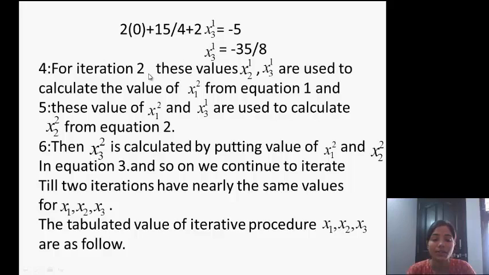For the second iteration, the values of x2 and x3 from the first iteration are used to calculate the value of x1 in the second iteration. In the next step, the value of x1 from the second iteration and x3 from the first iteration are used to calculate x2 in the second iteration from equation 2. We will continue to iterate till two iterations have nearly the same values for x1, x2 and x3.